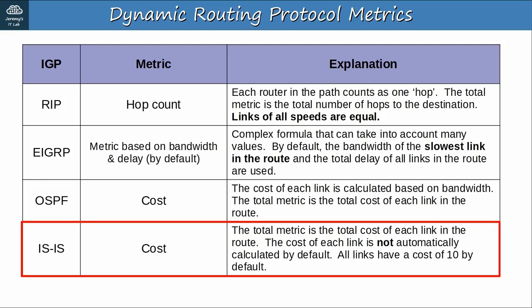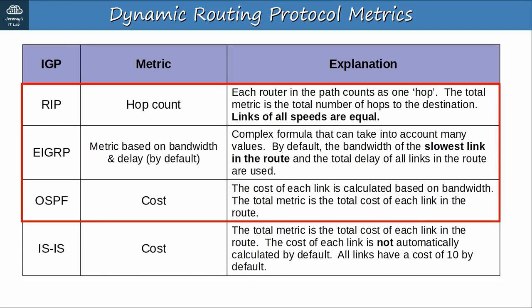Finally, IS-IS also uses a metric called cost. However, the cost of each link is not automatically calculated based on bandwidth. All links have a cost of 10 by default. So without any configuration, it functions the same as RIP, being a simple hop count metric. Okay, so IS-IS I won't talk about much, but these other three I will give more detail about in future videos. For now, just remember the basics. RIP uses hop count, EIGRP uses a calculation based on bandwidth and delay, and OSPF uses a cost based on bandwidth. The purpose of all of these metrics is the same, to let the router select the best route to the destination.